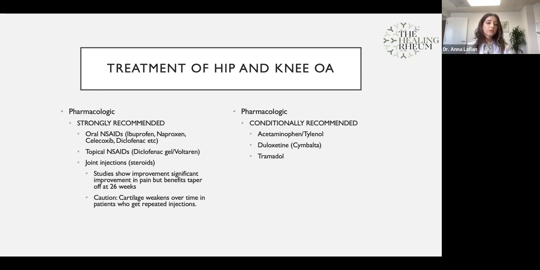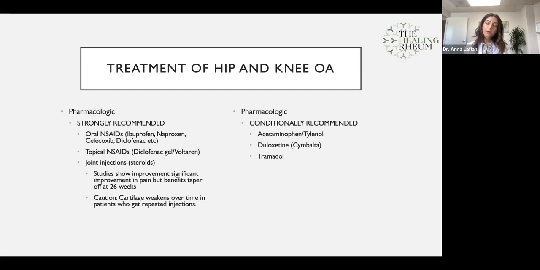A lot of the studies basically showed that there was a lot of improvement in pain in the joint, but that improvement plateaus off at about 26 weeks. To be honest with you, that's much longer than I see in practice. A lot of times patients will say it helped a little bit less than that 26 weeks. But we have to really take caution in consistently injecting the same joint, because the cartilage will weaken over time in patients who get repeated injections. So we have to be really careful and mindful of that.